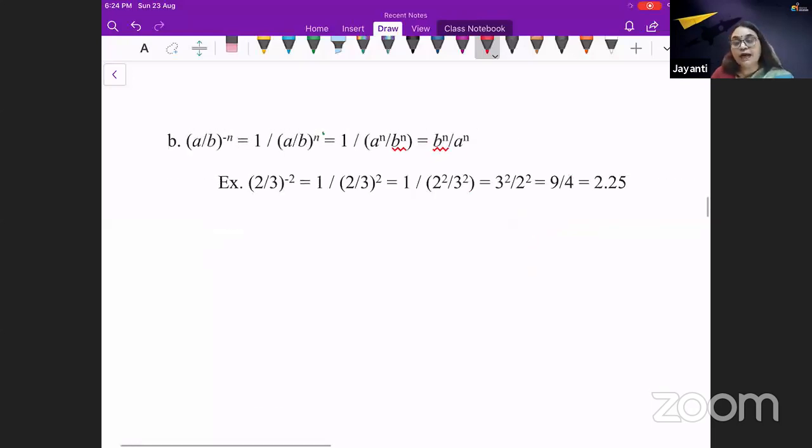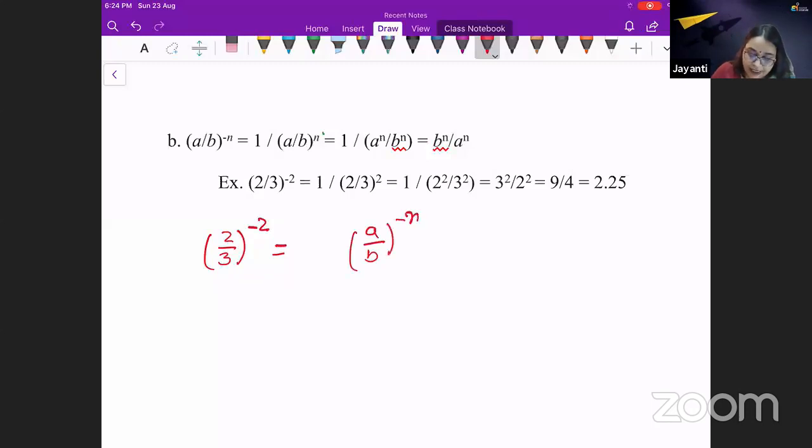If my exponent is negative, so if it is (2/3)^-2, then what happens? Let us see the formula. (a/b)^-n says just reciprocal. Find the multiplicative inverse of a/b. The multiplicative inverse of a/b is b/a. We just reverse. So (b/a)^n, that is b^n by a^n.